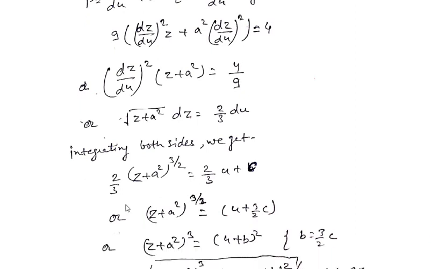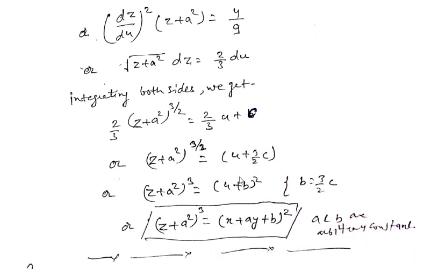Multiplying the whole equation with 3/2, here 2/3 cancels out, 2/3 cancels out, and this becomes 3/2 c. Now taking square on both sides, we get (z + a²)³ = (u + b)², where b is what? 3/2 c. Here c is an arbitrary constant, so 3/2 c is also an arbitrary constant, so b is an arbitrary constant. Now in the last we will replace u with x + ay, so it becomes (z + a²)³ = (x + ay + b)². Here a and b are arbitrary constants.